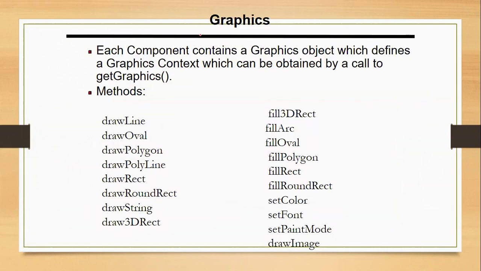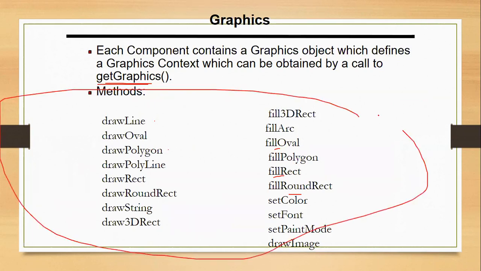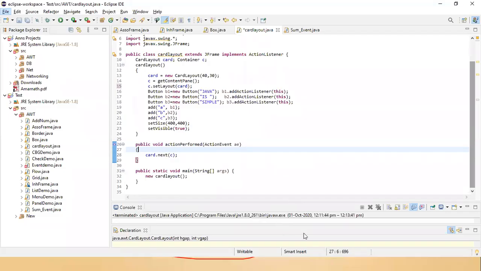To use graphics in Java, you have a method called getGraphics, which means you can use all your graphic functions. You have n number of graphic functions, like draw line, oval, polygon, polyline, rectangle, string, fill rectangle, fill polygon, fill oval. All these are various methods available in the graphics of Java. We'll see that with the help of examples.